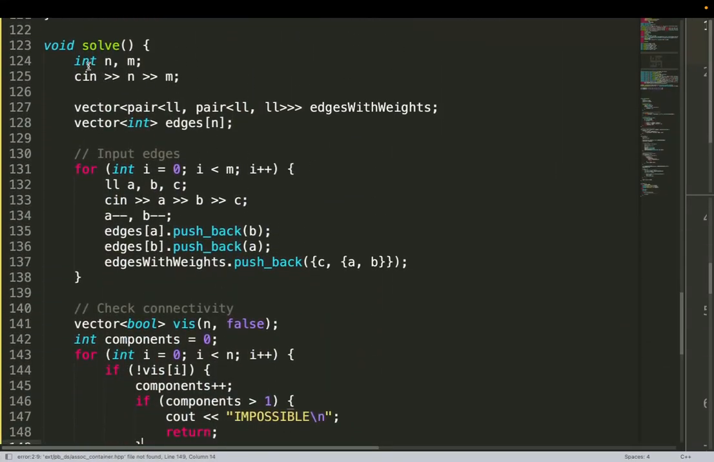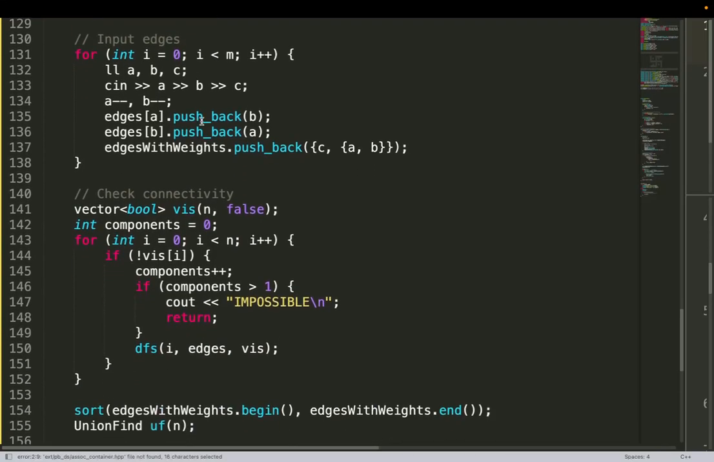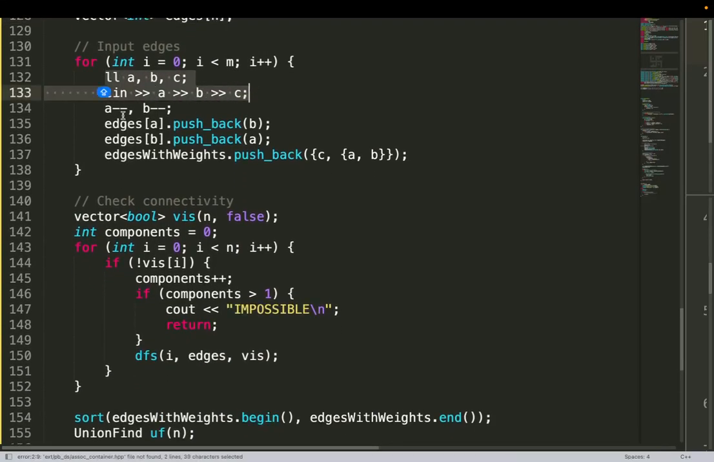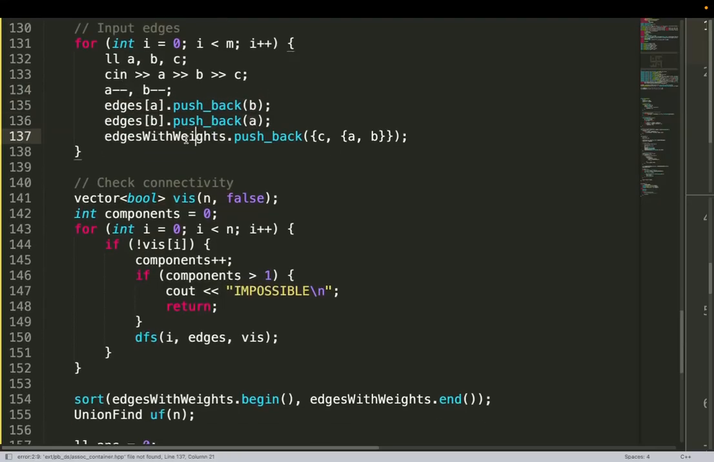So first of all, I am taking n and m as input, constructing a vector for edge weights. So basically you have the weight and the two nodes that edge is connecting, and you have the edges. Okay, so I took inputs of A, B and C, that is the two nodes and the weight, converted the nodes to zero-based indexing, and since it is a two-way road, so basically your undirected graph, in edges of A I pushed back B and in edges of B I pushed back A. And in edge weights, I am simply pushing the weight and the two nodes that edge is connecting.